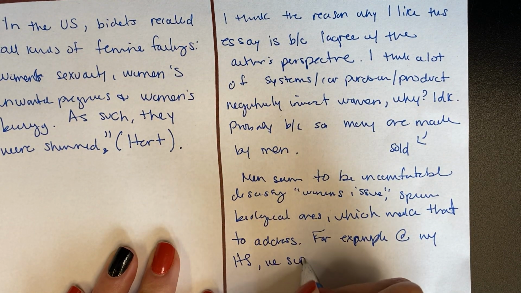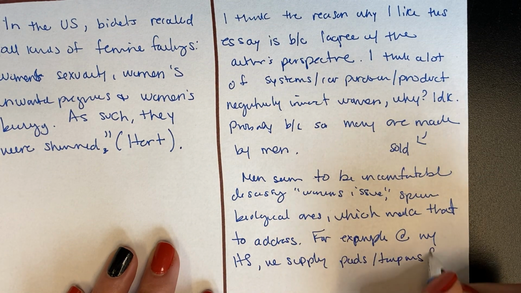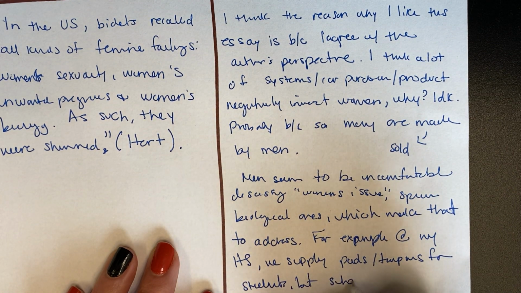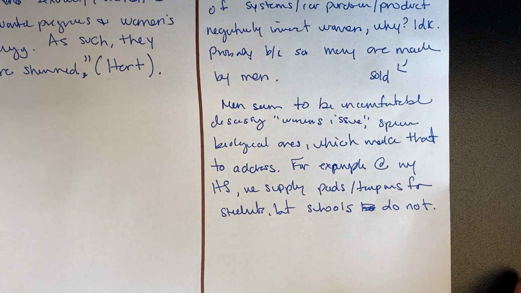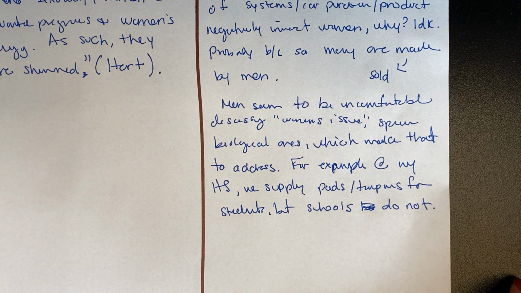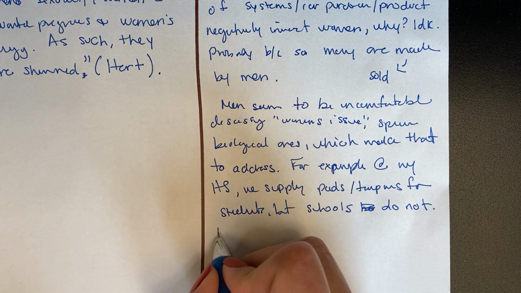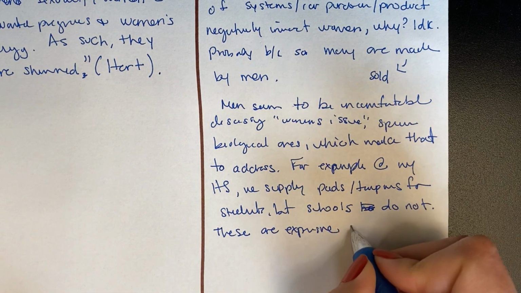For example, in the high school that I work at, we supply pads and tampons for students. But many schools do not. And in fact, I just heard something about what's essential and what's not, and they were only selling things that were essential, but people could not buy pads or tampons, and they were really upset because those are essential to many people. And they're also really expensive.